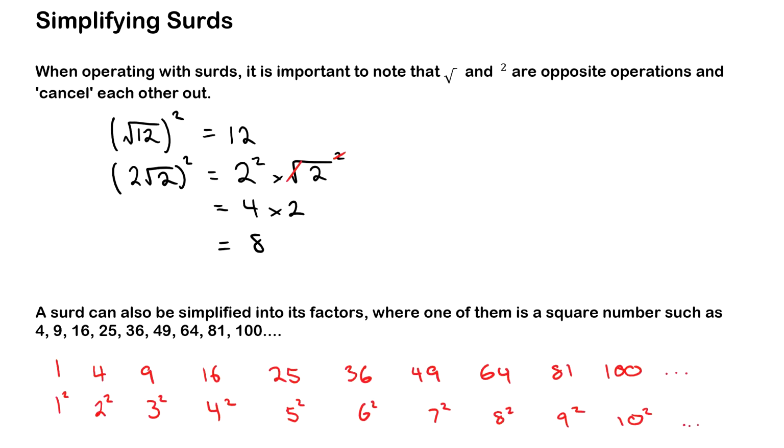In the next example, you see 2 root 2 in brackets, all to the power of 2. Now remember, you need to break this up so everything inside the brackets is to the power of 2. So the coefficient 2, the front number 2, is to the power of 2. And then we have root 2 to the power of 2. Remember, the root sign and the squared sign cancel each other out. So we're left with 2 squared times 2, which is 4 times 2, which is 8.